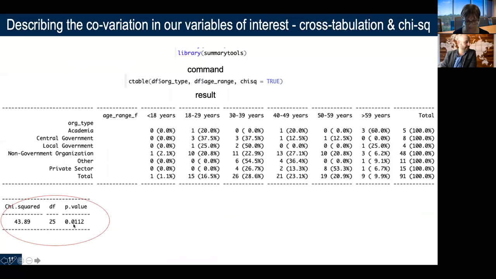we do have a slightly significant result at this p-value of less than 0.05, which means that it's likely that this data is not by chance. Rather, the distribution that we have is not due to chance.